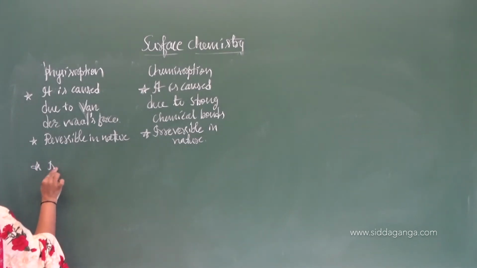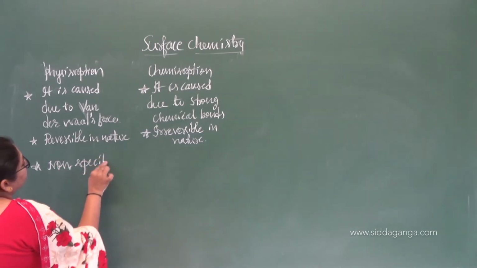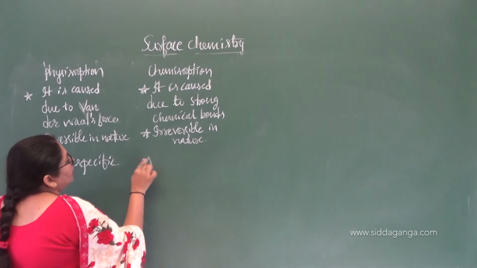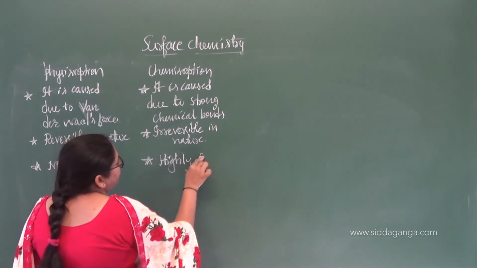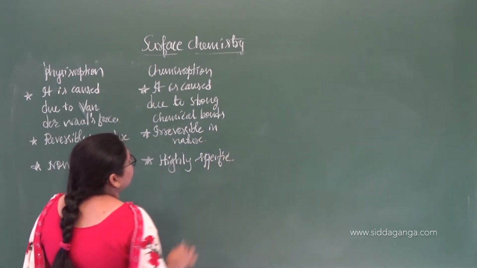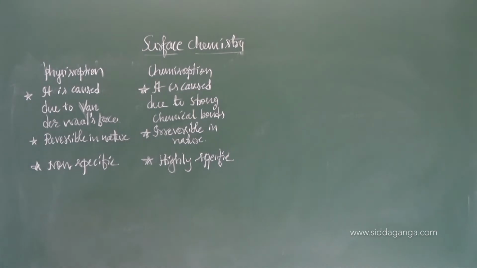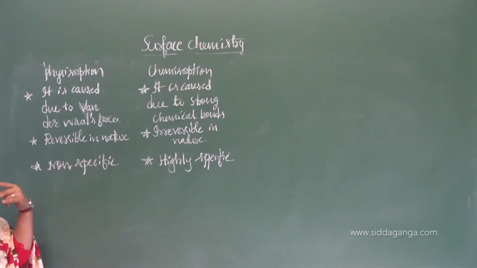Right? So next point, what is that? It is non-specific. It is highly specific. I already explained this one, right? Highly specific. Yes, 3 marks, 1 to 3 is absolutely very easy. Van der Waals forces, reversible, non-specific. Strong chemical bonds, irreversible, highly specific. But you should know more.